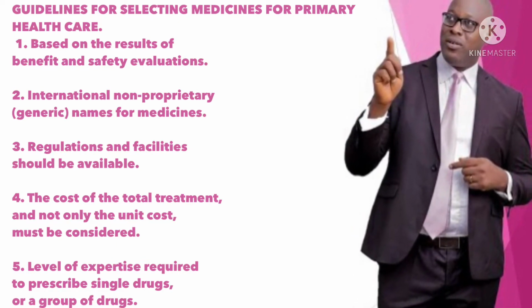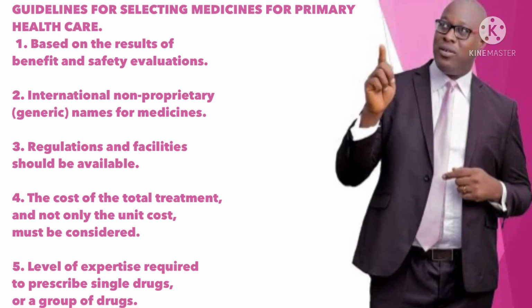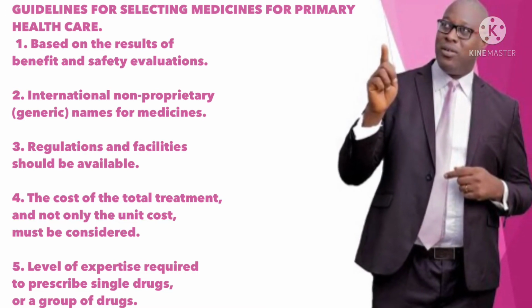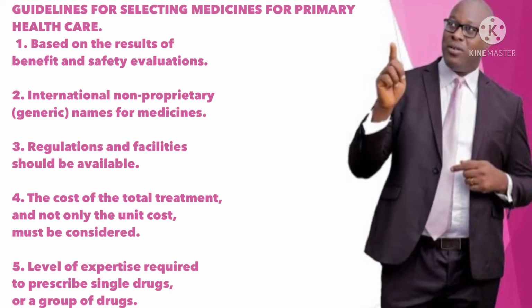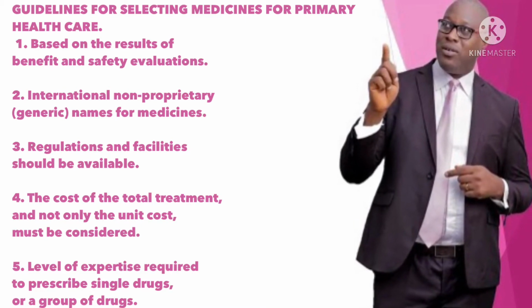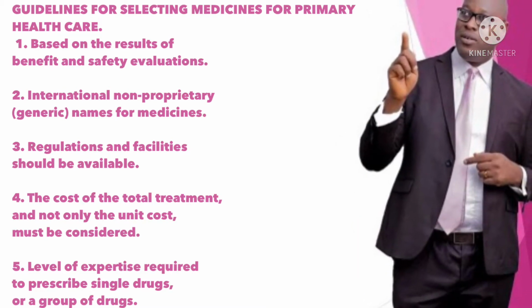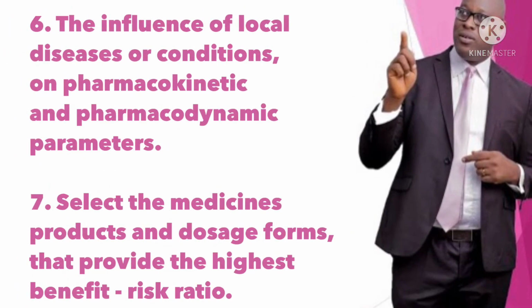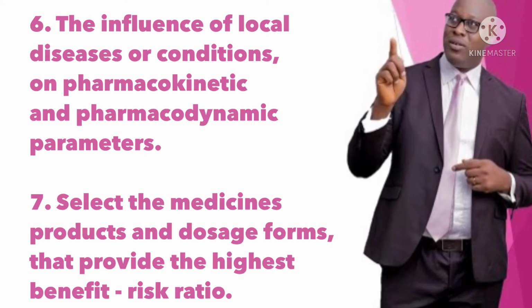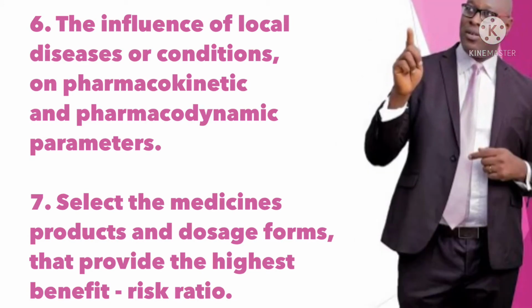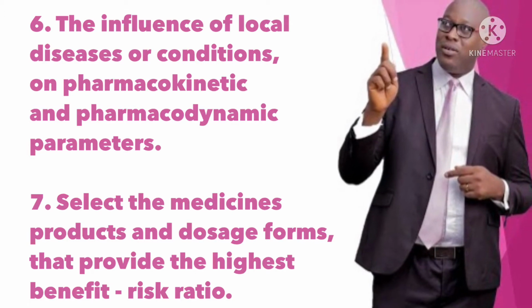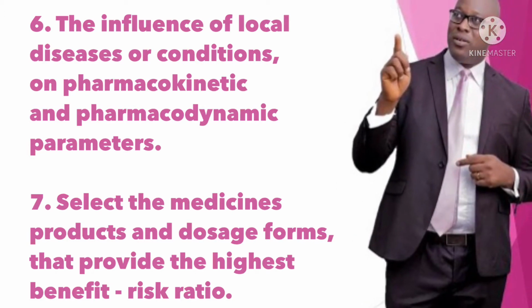5. Local health authorities should decide the level of expertise required to prescribe single drugs, or a group of drugs in a therapeutic category. Consideration should also be given to the competence of the personnel to make a correct diagnosis. 6. The influence of local diseases or conditions on pharmacokinetic and pharmacodynamic parameters should be considered in making the selections. Example: malnutrition, liver disease, etc.